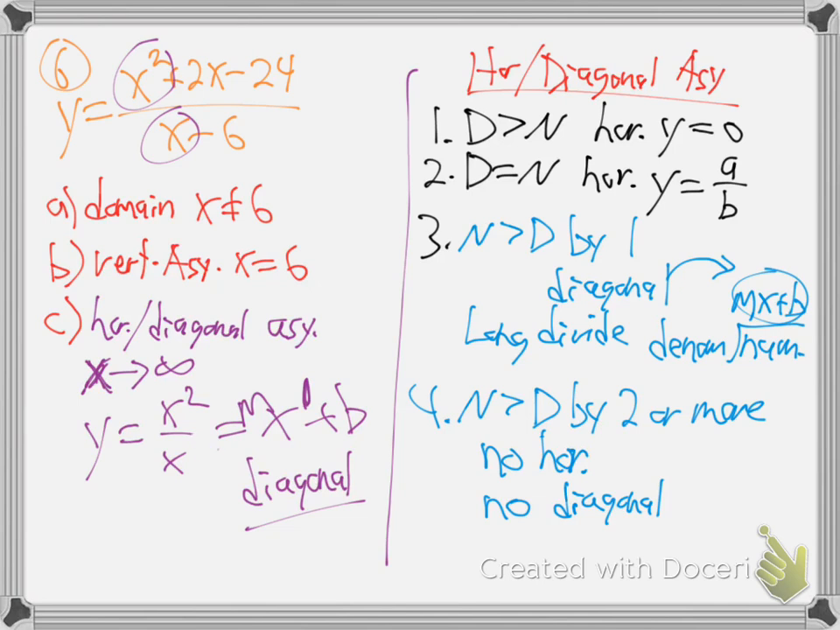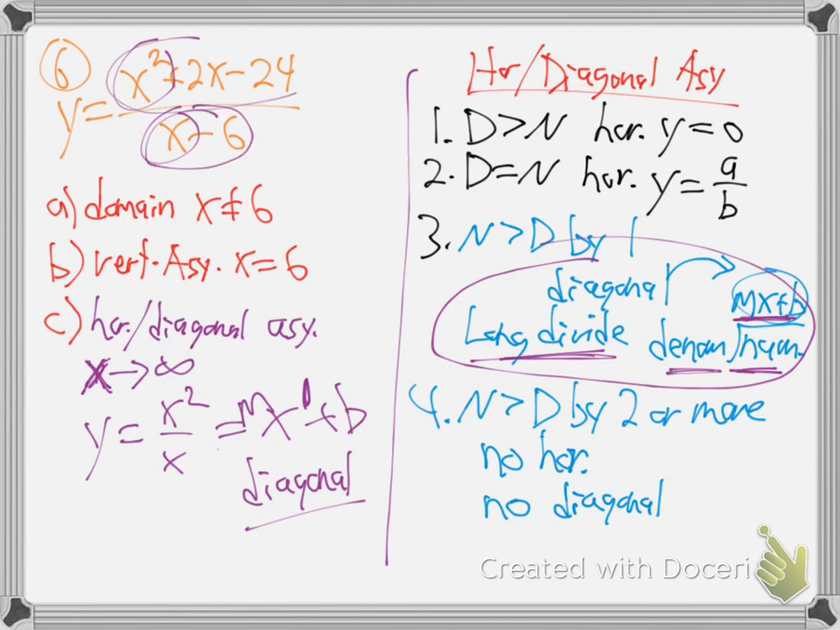That'd be a flat asymptote. This is a diagonal because it's mx plus b. But that just tells you it's diagonal. That doesn't tell you what its equation is. So now to find the equation, as it says here, you have to long divide the denominator into the numerator, and the mx plus b will be the answer to the long division. So let's do that now.